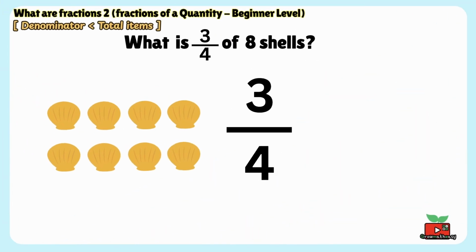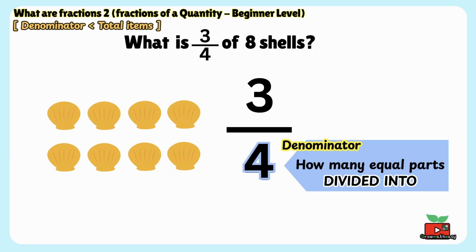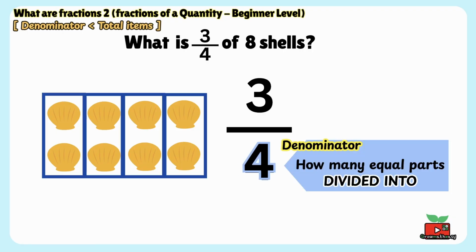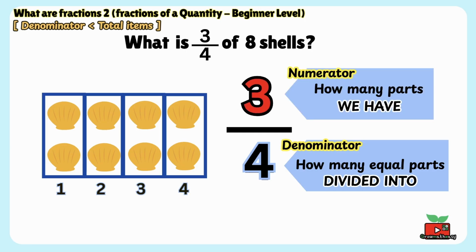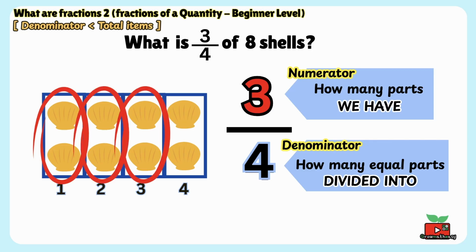Now, what if the denominator is smaller than the total number of items? For example, what is 3/4 of 8 shells? The bottom number 4 means we split those shells into 4 equal groups. 1, 2, 3, 4. The top number 3 means we take 3 of those groups. 1, 2, 3. Each group has 2 shells, so 3 groups is 6 shells.